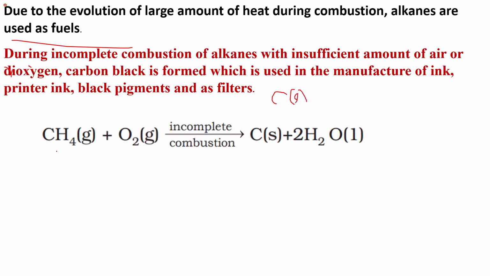So you are actually dealing with gas. Methane is a gas, but when incomplete combustion happens, you will generate the carbon solid. This is called carbon black, which is used in the manufacture of ink. So it is used in the manufacture of printer ink or as a black pigment in fillers.